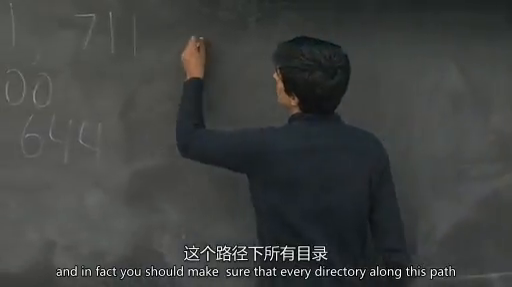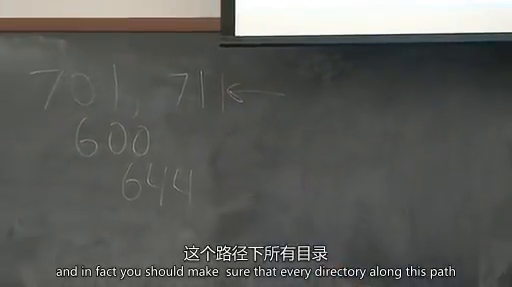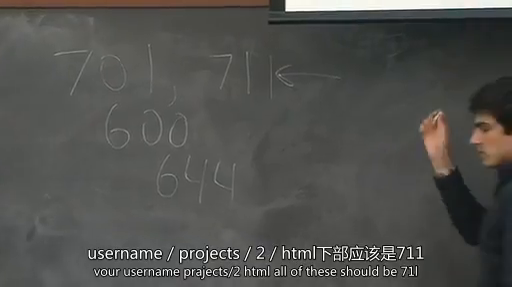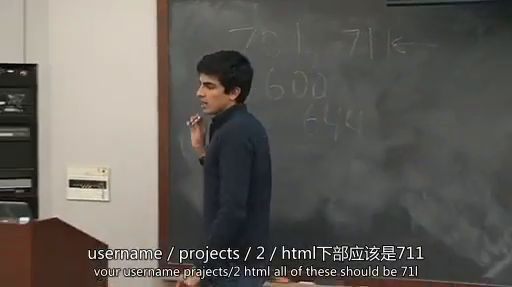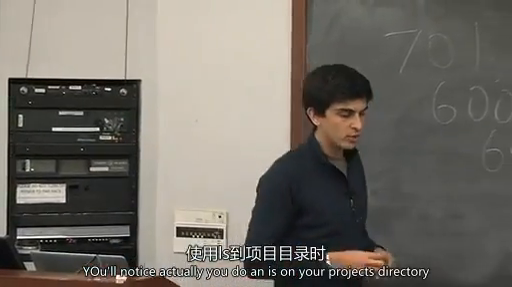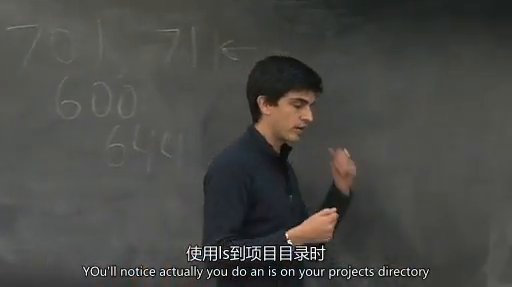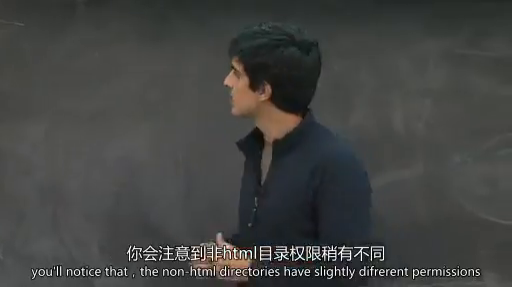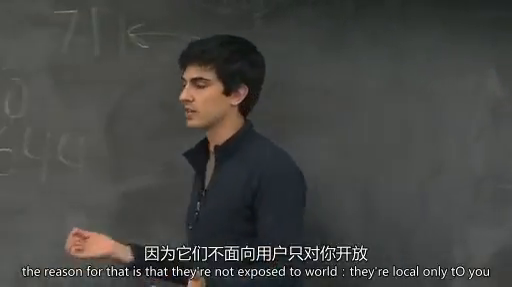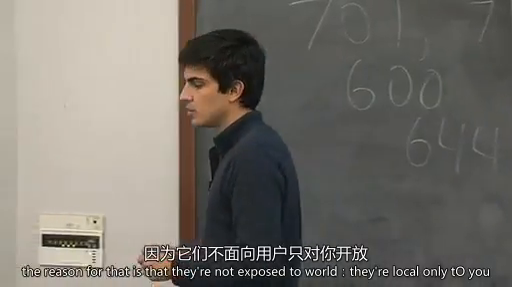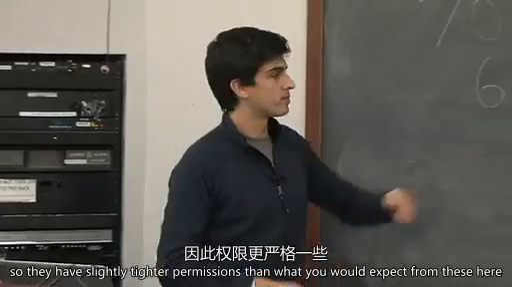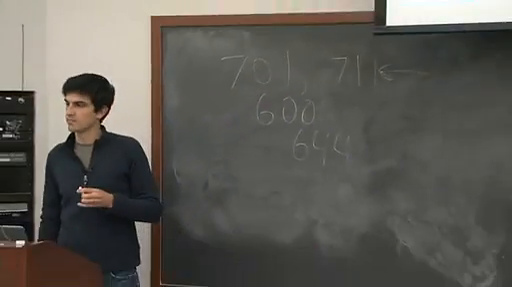And in fact, you should make sure that every directory along this path, your username directory, projects, to HTML, all of these should be 711. Now you'll notice actually if you do an ls on your home directory, or rather in your projects directory, you'll notice that the non-HTML directories have slightly different permissions. The reason for that is that they're not exposed to the world. They're local only to you, so they have slightly tighter permissions than what you would expect from these here.